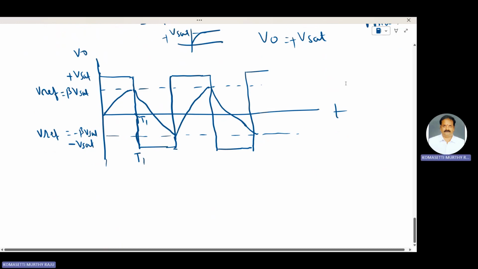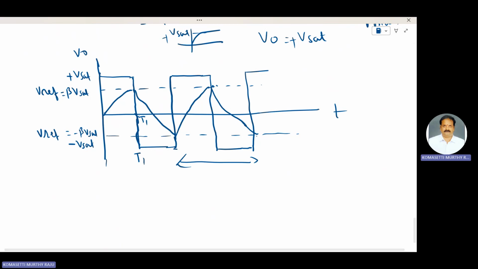The frequency is determined by the time it takes the capacitor to charge from minus beta V sat to plus beta V sat, and from plus beta V sat to minus beta V sat. Consider this portion for determination of frequency.